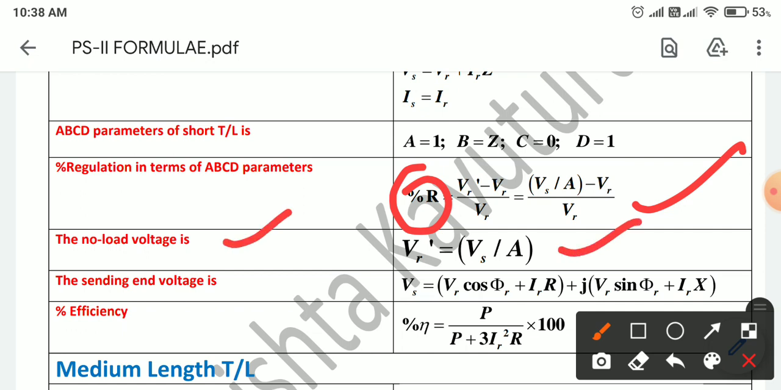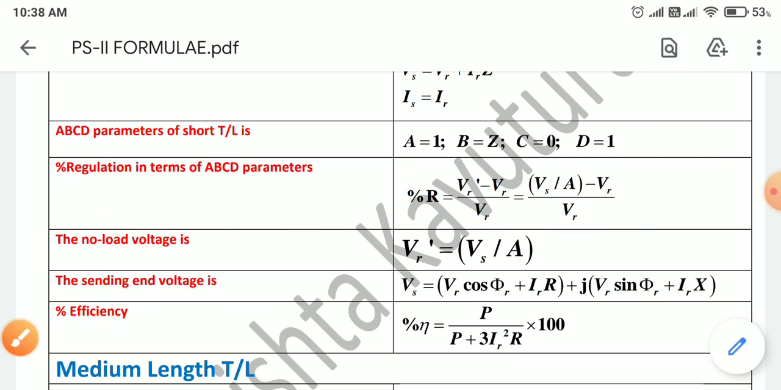The Vs value and A value are generally given in the problem, or you have to calculate the Vs value. That sending end voltage you calculate using this formula: VR cos phi r plus IR into R, plus J into VR sin phi r plus IR into X. It is a similar formula to the previous case. The same formula is used here to calculate the Vs value. After calculating Vs and dividing by A, you can get the regulation value in terms of ABCD.